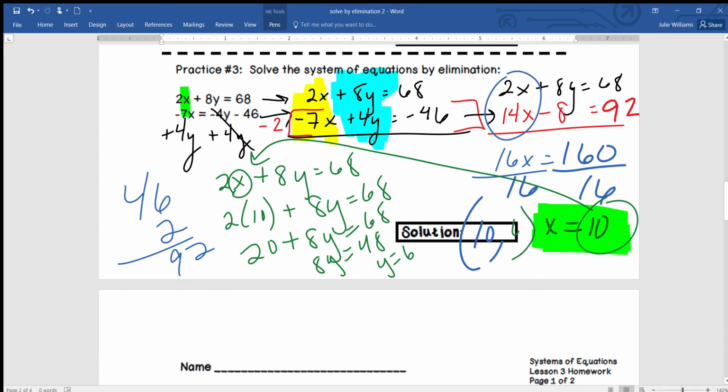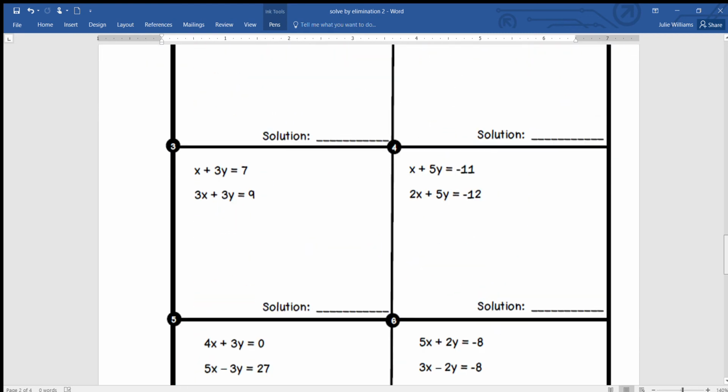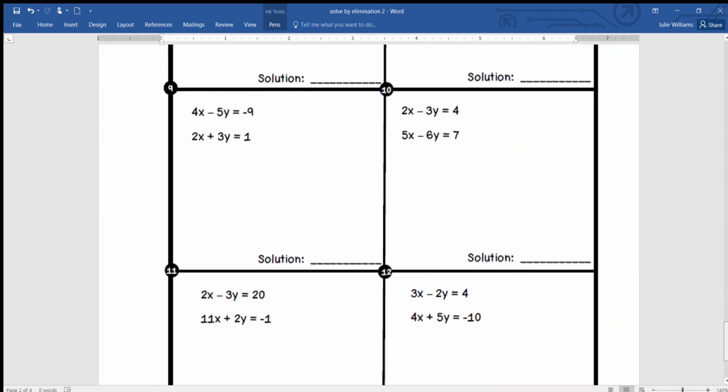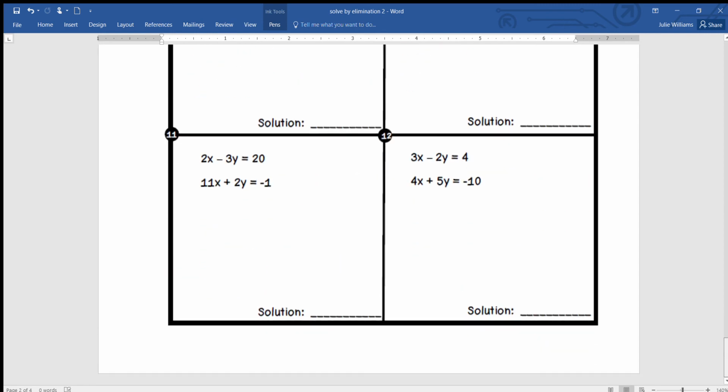Okay, I'm going to do one more with you, where you have to multiply both equations by something. Okay, nope, that one would... I thought I had one in here. All right, let's look at number 12.